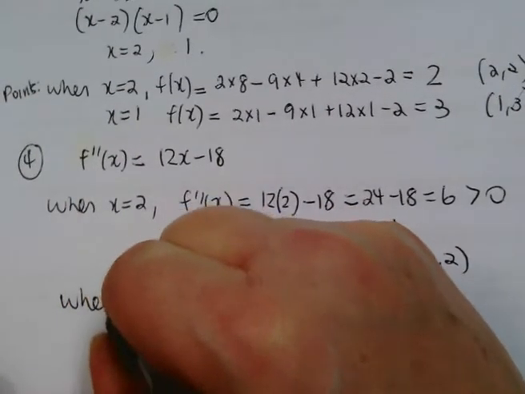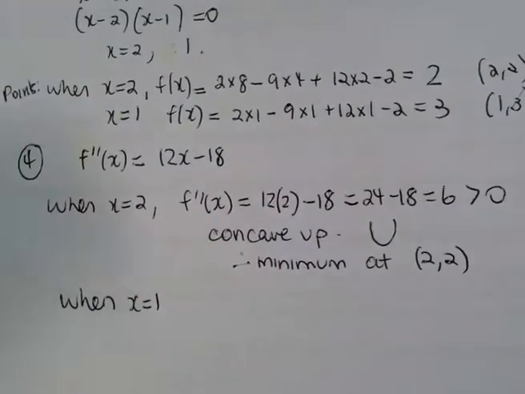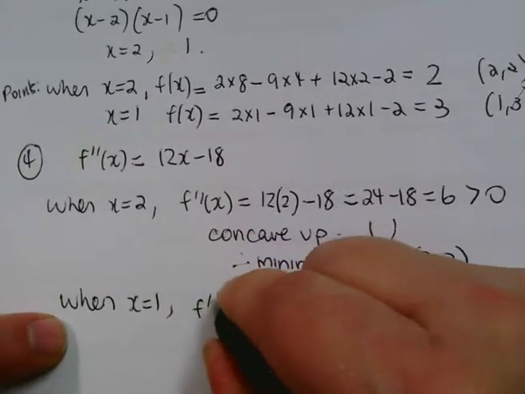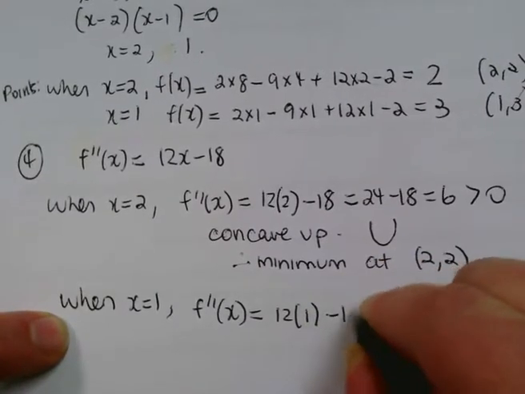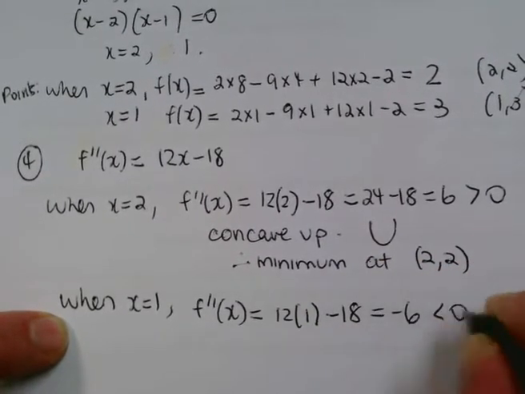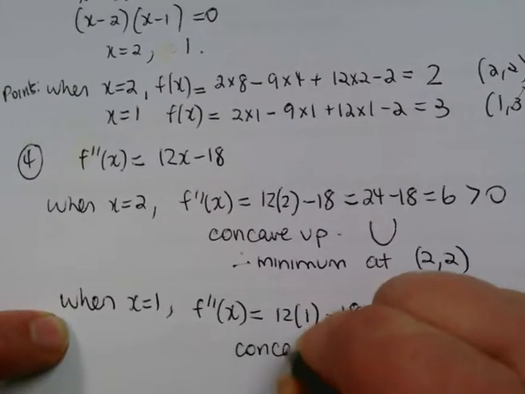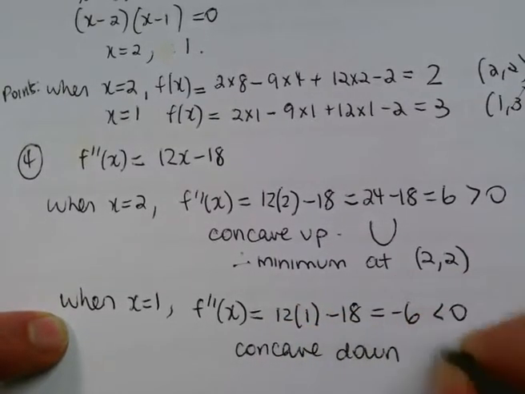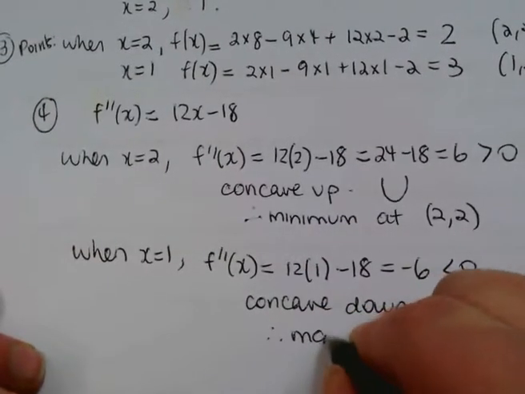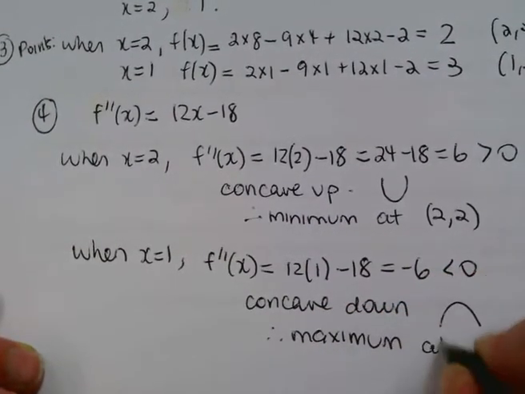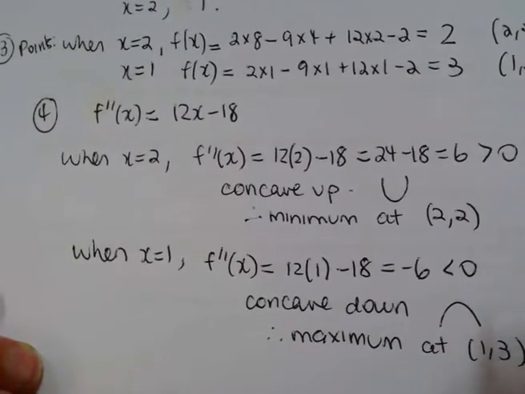Then we know we've got another stationary point at x is 1. See, the second derivative lets you work out the nature of the stationary points by substitution. When x is 1, the second derivative is 12 times 1 minus 18, which is negative 6, which is less than 0. That means concave down. So you draw it, and you can see, therefore, you've got a maximum at the point 1, 3, which is pretty much, I think, what I drew before.